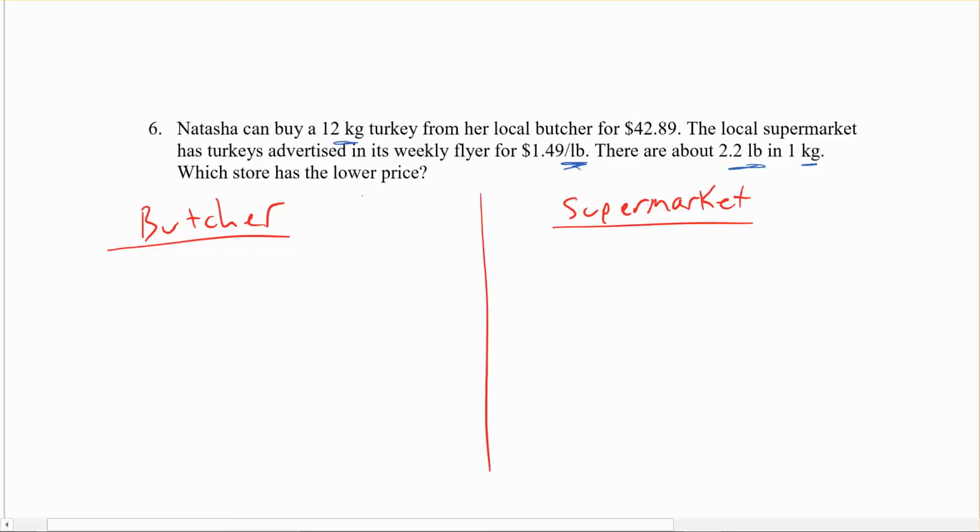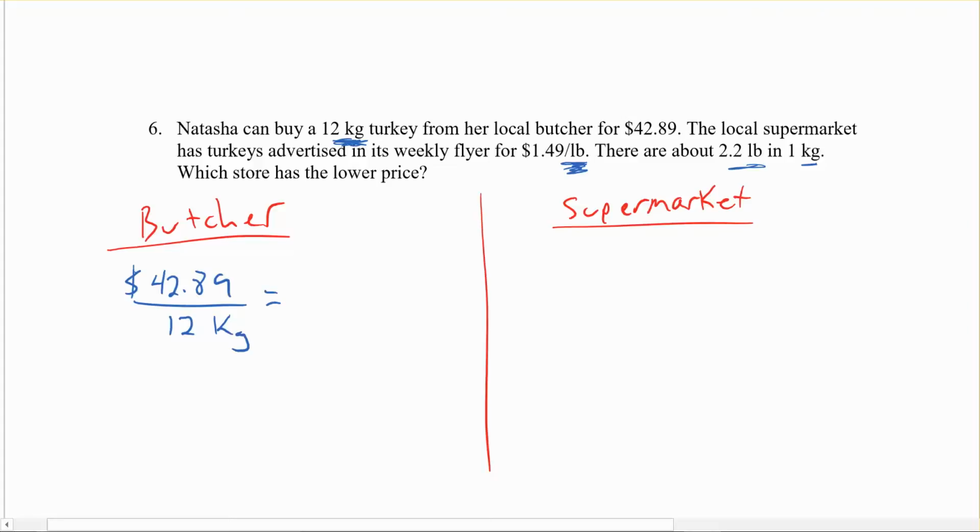So what I'm going to do is convert to kilograms. We could convert this one to pounds. It doesn't really matter which one you do, but let's convert the pounds to kilograms. I'm just kind of randomly choosing that one. So first off, let's figure out how much the butcher pays per kilogram. Just like we did before, we'd say 42.89 divided by 12 kilograms. This is going to let us know how much it is per 1 kilogram.